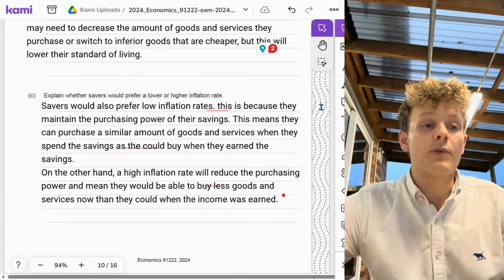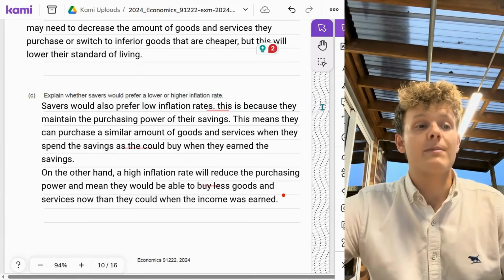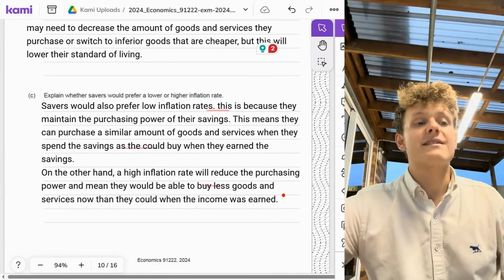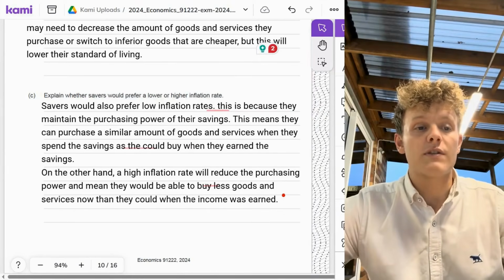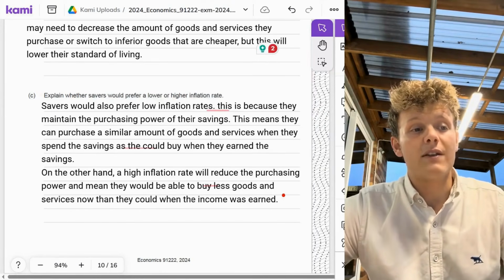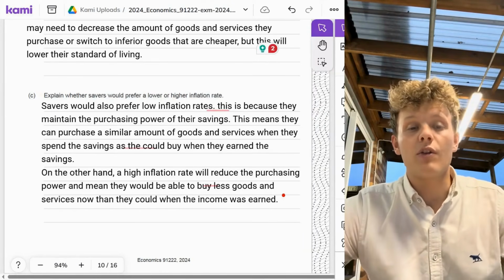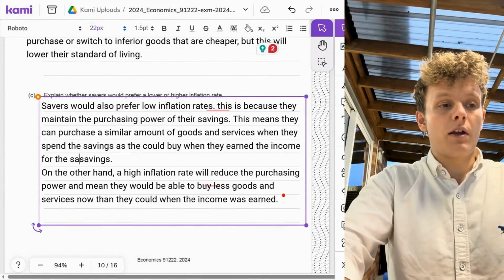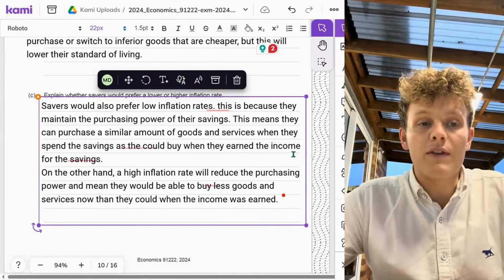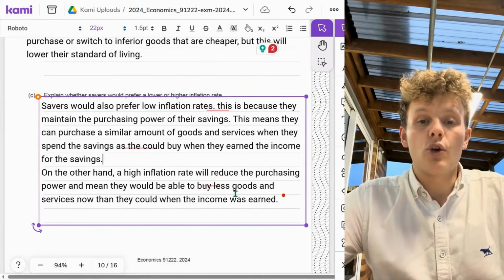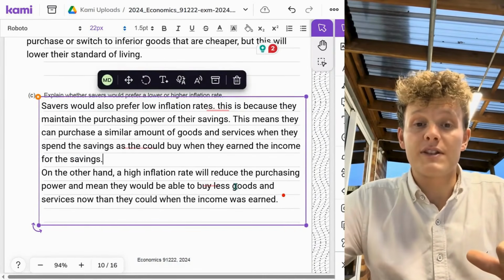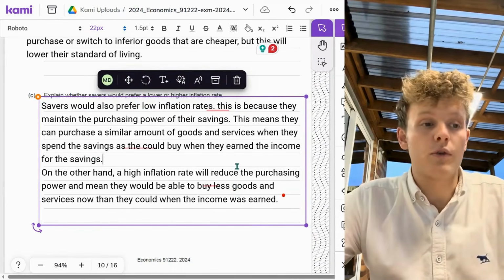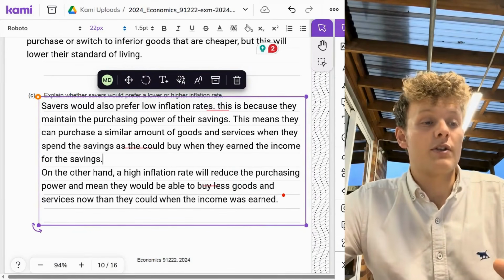Savers would also prefer low inflation rates. This is because they maintain the purchasing power of their savings. This means they can purchase a similar amount of goods and services when they spend the savings as they could when they earned the income for the savings. So if you earn 10 grand this week and you can buy a car this week, you hope that by the time that you spend your savings you can still buy a car or a similar amount of goods as you could when you first earned the money.